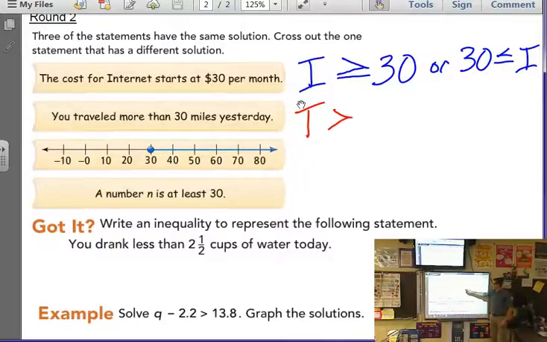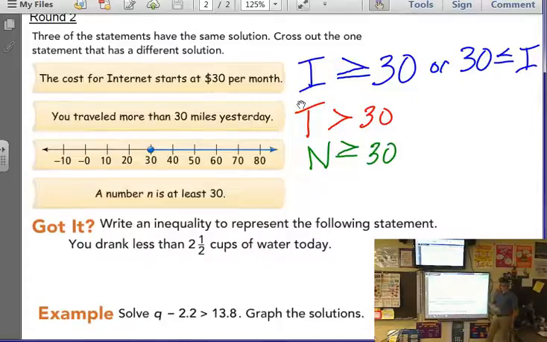If I look at my number line down here, Ozzy, what is my number line communicating? Your number line is communicating that it's equal to or it's at least 30. Yeah, so it's equal to or greater than 30. So n, my number, whatever variable you want to use, could be equal or it's more.